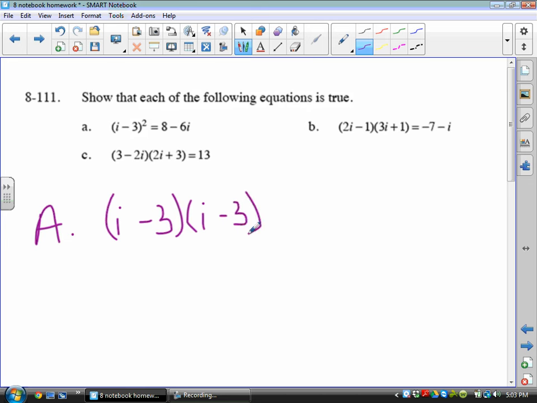Alright, so I'm going to multiply. I'm going to do the FOILing method, which is just multiplying without the rectangles. If you like to use the rectangles, go for it. It'll help keep your work nice and organized. So first terms multiplied would give me i squared. Inside's negative 3i, outside's negative 3i, and last would give me a positive 9.